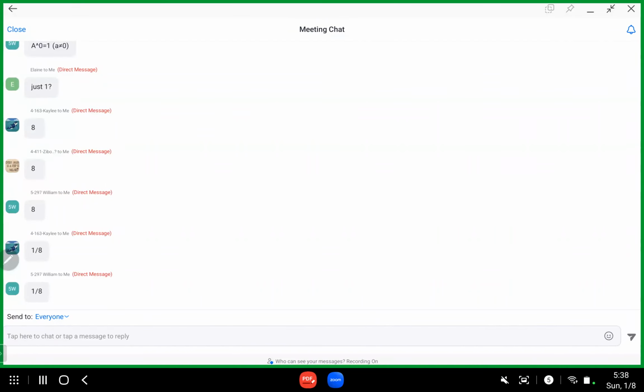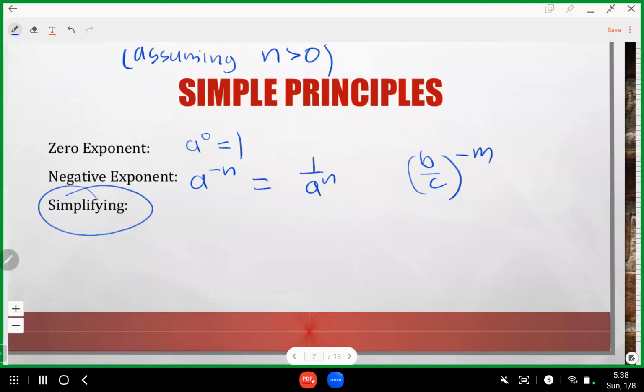1/8. Yeah, it's that easy. It's just 1/8. Okay, so let's just write that example down. So from this example, you can quite easily see how the negative exponent works. So now let's look at simplifying.